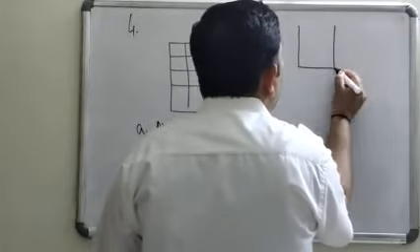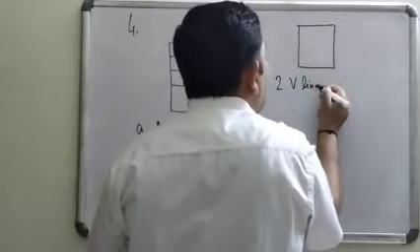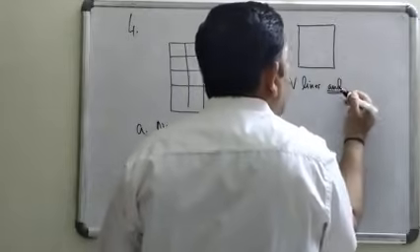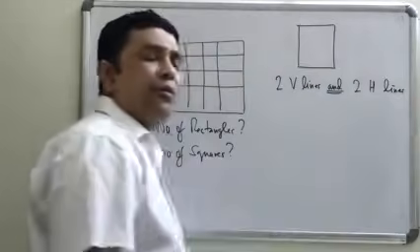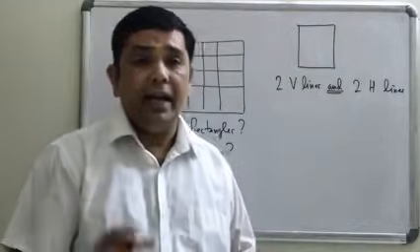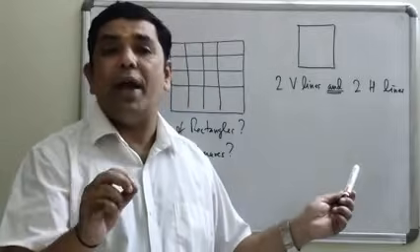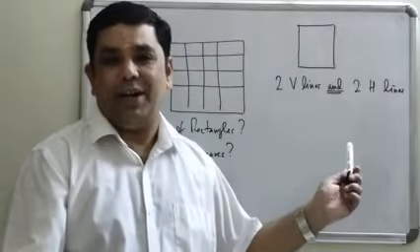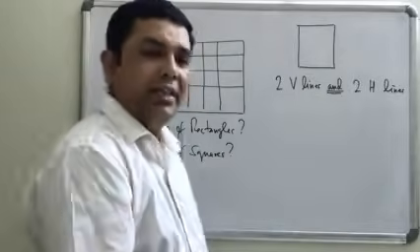And along with this, I need 2 horizontal lines. So 2 vertical lines and, very important, 2 horizontal lines. Will this form a rectangle? Absolutely. What if it is a square? Every square automatically is also a rectangle, right? So 2 vertical lines and 2 horizontal lines.